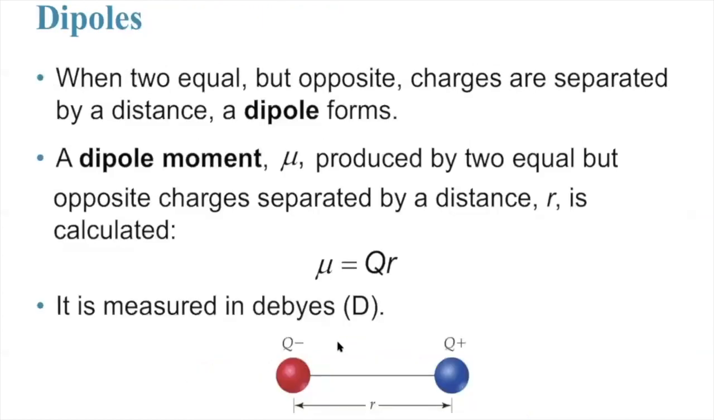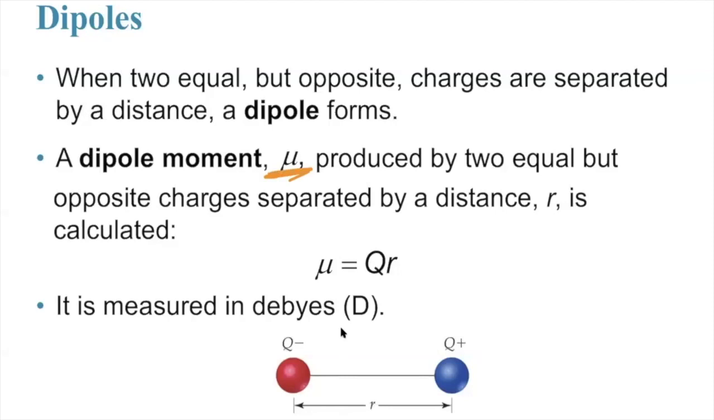Now, this dipole moment is calculated from the charge and the distance, but we're not going to be calculating it. We just want to make sure that you are able to see whether a bond is polar or nonpolar. The dipole moment happens when you have two different atoms with opposite charges separated by a certain distance, and we represent it with a mu. It can be calculated, but we're not going to do that. I want you to know that the higher the dipole, the more polar something is.